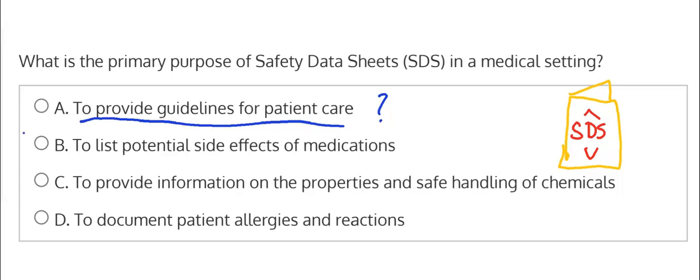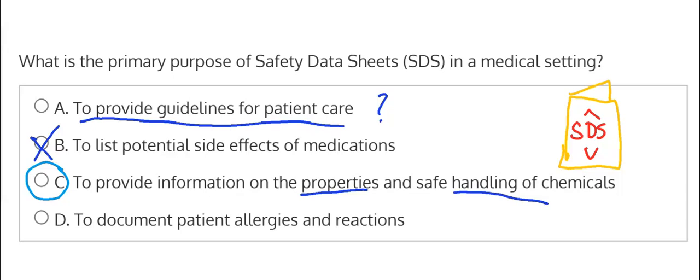We can eliminate that because the SDS is not for medications. It's actually for hazardous chemicals and how to handle them and what to do in the case someone comes in contact with them. So option C here says to provide information on the properties and the safe handling of chemicals. And that sounds exactly what the SDS is intended to do. And we could go with option C.